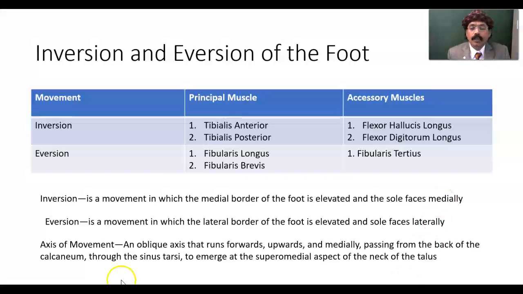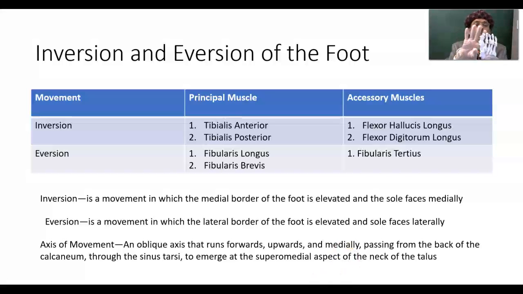The axis of movement for inversion and eversion is an oblique axis that runs forwards, upwards and medially, passing from the back of the calcaneum through the sinus tarsi to emerge at the superomedial aspect of the neck of the talus. So it goes through that. This is the axis from here. It goes there for inversion and eversion.